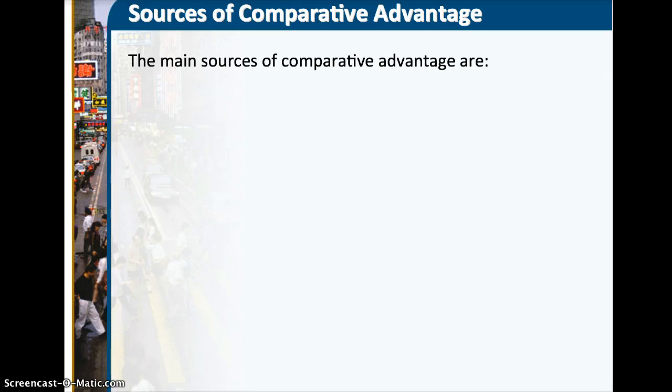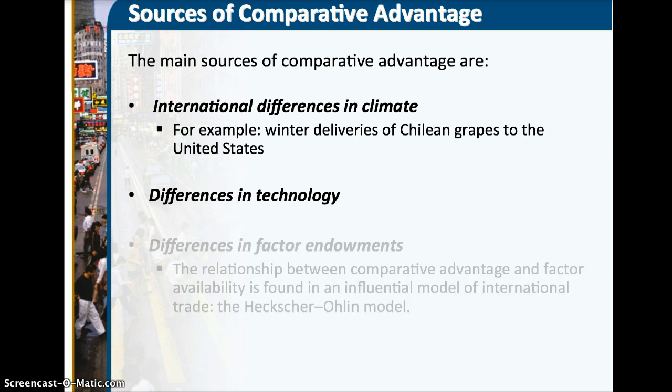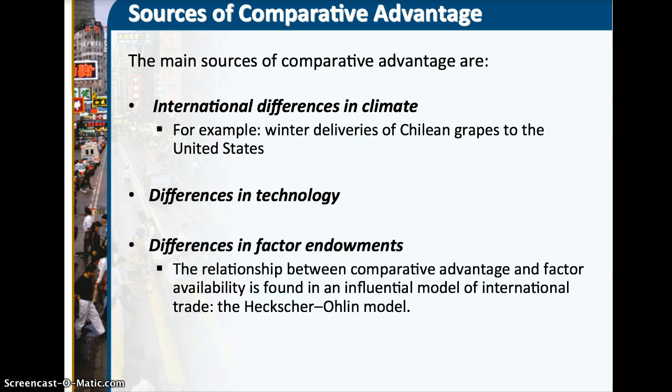Sources of comparative advantage. The main sources of comparative advantage are international differences in climate, for example, winter deliveries of Chilean grapes to the United States. We are able to enjoy many different fruits and vegetables during the winter due to trade with Chile. Differences in technology and differences in factor endowments.